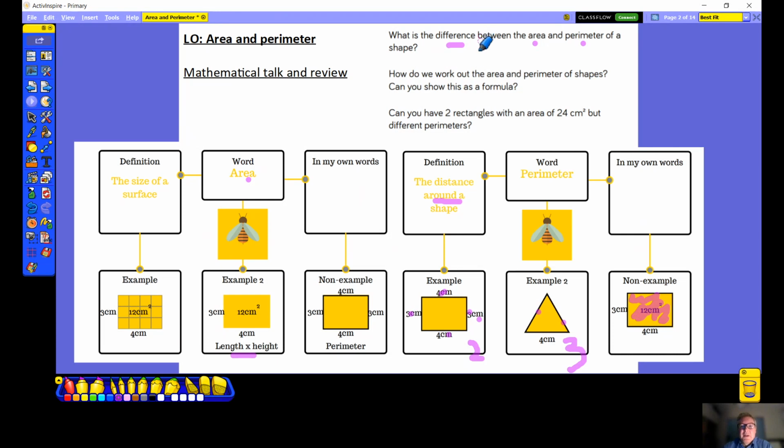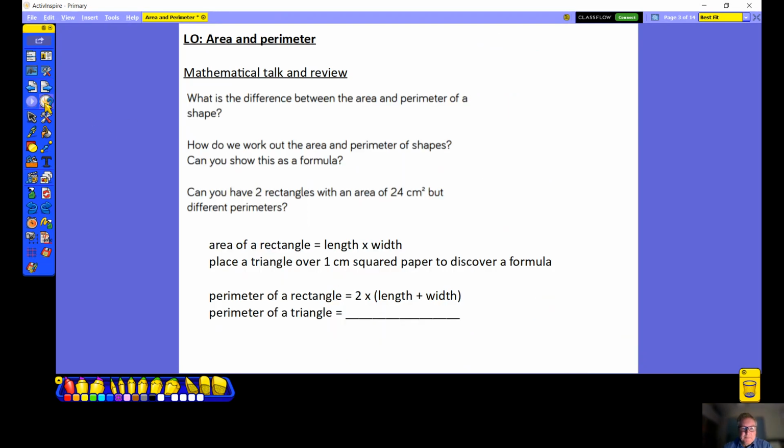So we've got the difference. How do we work out the area and perimeter of shapes? Can you show this using a formula? Well, I think we've begun to explore formula here for area. What about perimeter? So the area of a rectangle is the length times the width. Place a triangle over 1 centimeter squared paper and see if you can discover the formula for the area of a triangle.